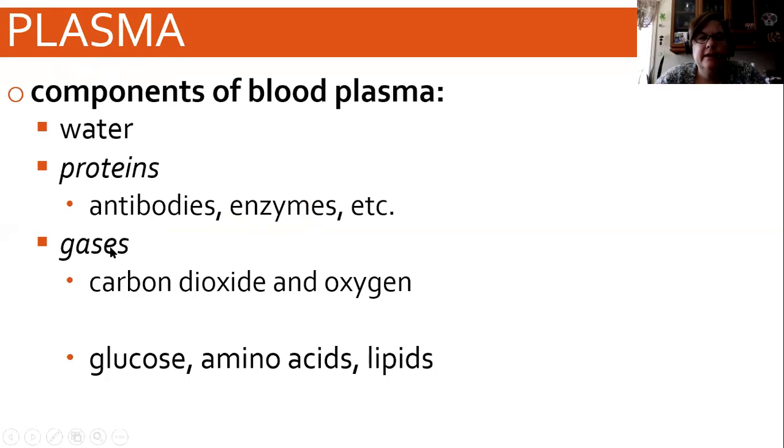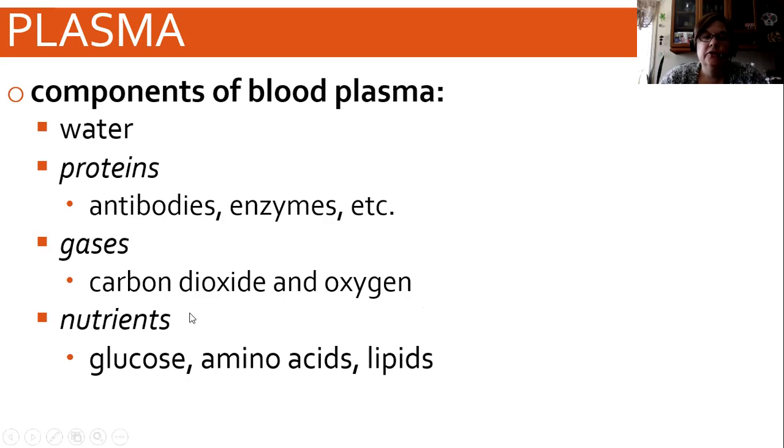Other things that are in our blood, dissolved gases. So while most of the oxygen in our body is carried by the hemoglobin on the red blood cells, there is some oxygen that's dissolved in our plasma. Carbon dioxide is dissolved in our plasma.